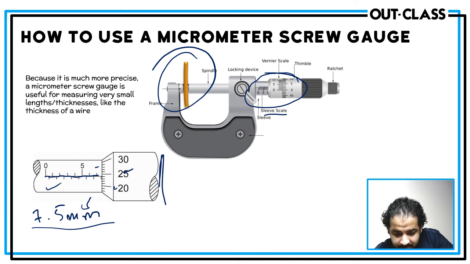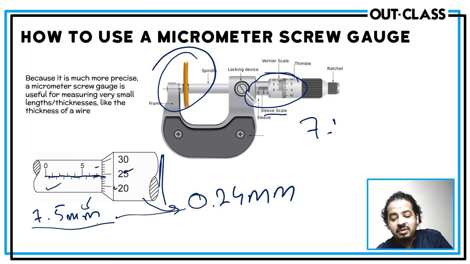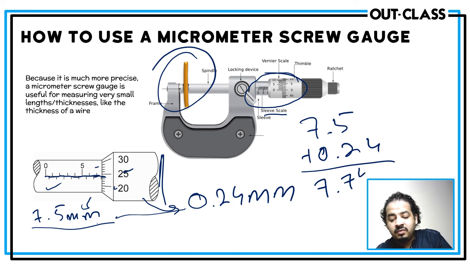So how do we do that? Well, we can see that this reading over here is matching up with this. In other words, 24. So what this means is that we need to add 0.24 millimeters to this reading. So what is our combined reading going to be? It's going to be 7.5 plus 0.24, and that is going to give us 7.74 millimeters. This is how you take a reading using a micrometer screw gauge.